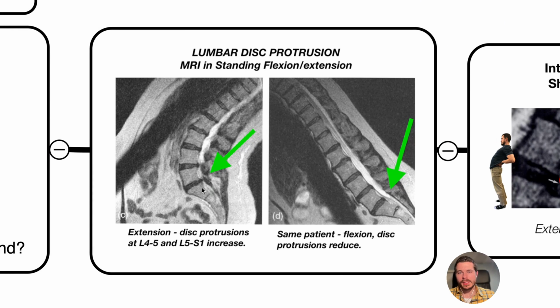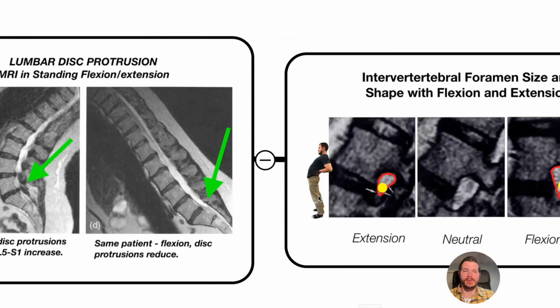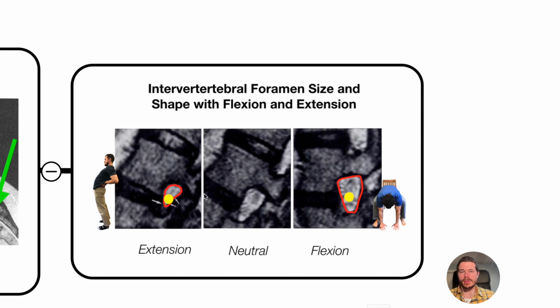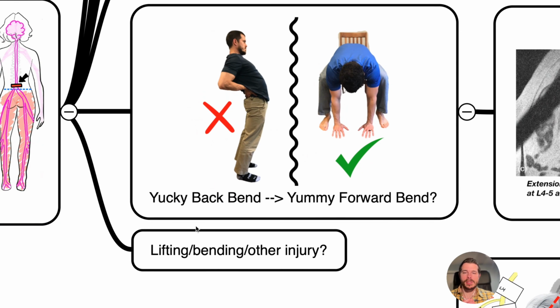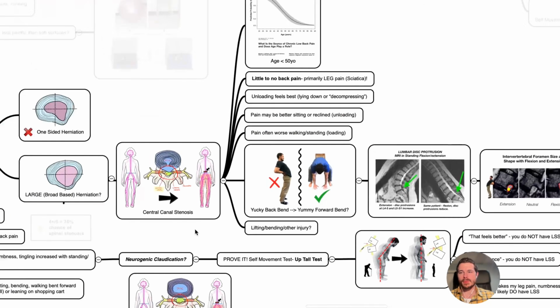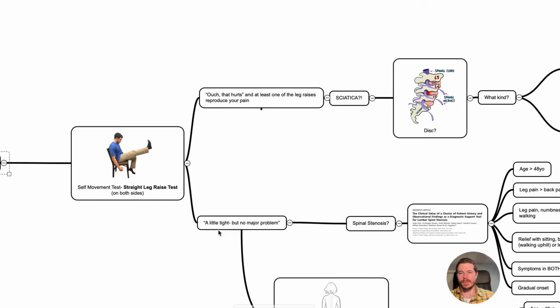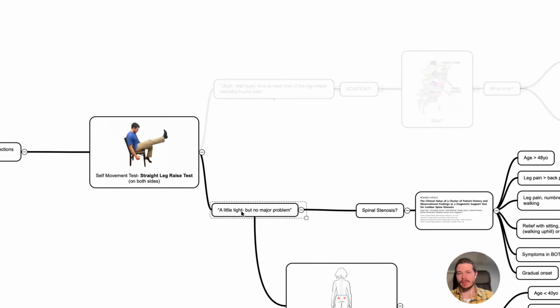You can see here, extension can actually increase the protrusion. Bending forward can decrease it. And bending backwards can reduce the space where the nerves travel, and bending forward can increase the space where the nerves travel. And if you have something like this, which is this severe, both-sided symptoms, it's often a lifting, bending injury. Disc problem. Did that leg raise? Boom. Now let's just say it's a little tight, no major problem.